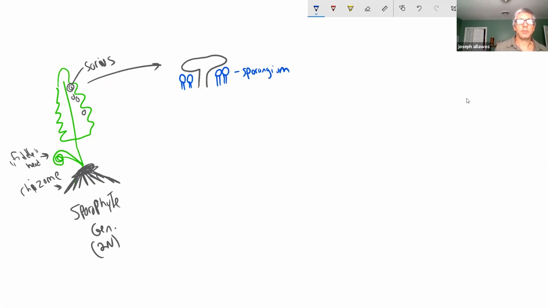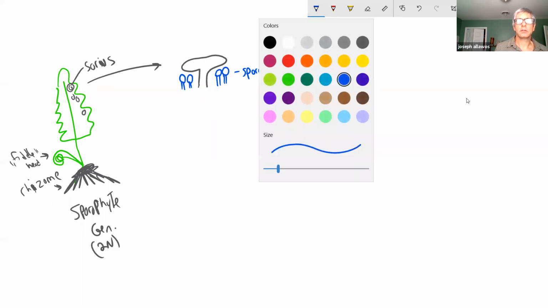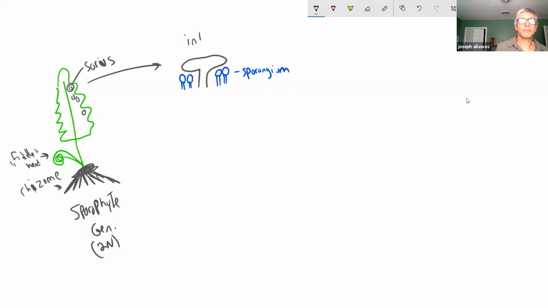Okay, and we're going to blow one of those up in a second. And then this thing up here is the indusium. Indusium is like a covering over the sporangia. And there are lots of different scenarios.